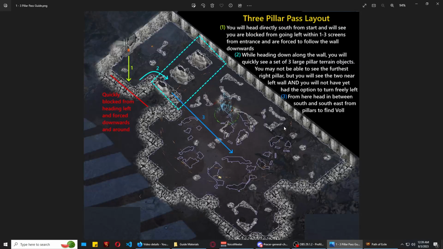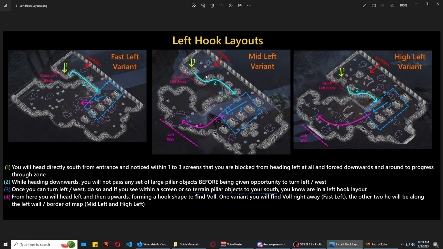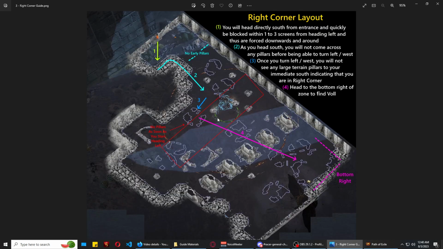So that will cover all of the layouts where we get blocked quickly to the left within 2 to 3 screens of the entrance. So again, if you get blocked within 2 to 3 screens of the entrance from going left or west and instead are forced down and around to the right, you're going to pay attention to the location of these pillars. If you see them early, you're going to be in 3 pillar pass. If you see them only once you're able to turn left, you're going to be in a left hook layout. And if you don't see these pillars at all, once the map opens up to the left, you don't see them in the early position, then you know you're going to be in a right corner layout.